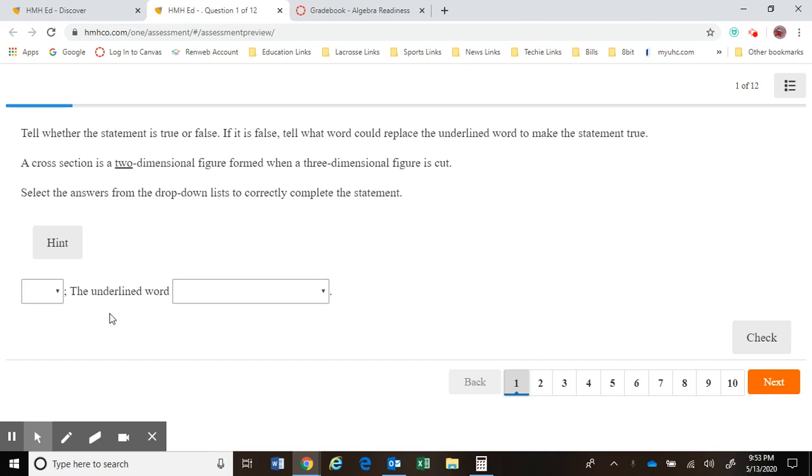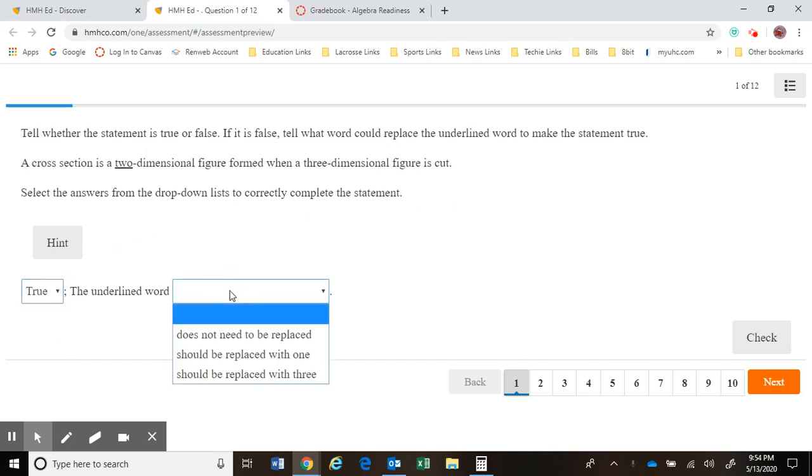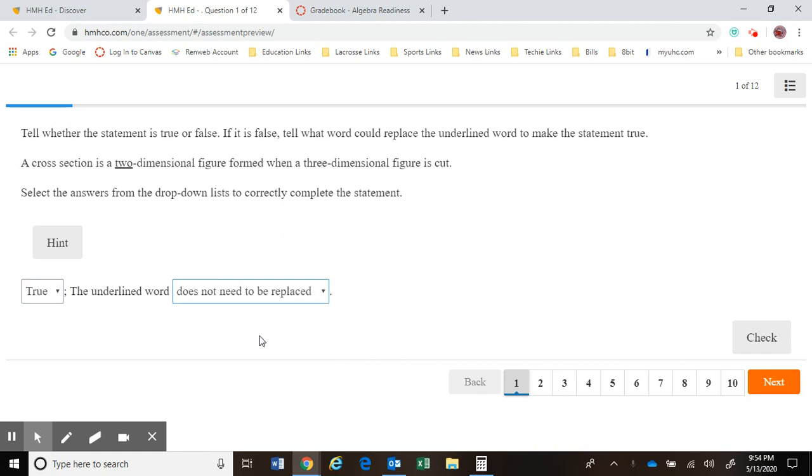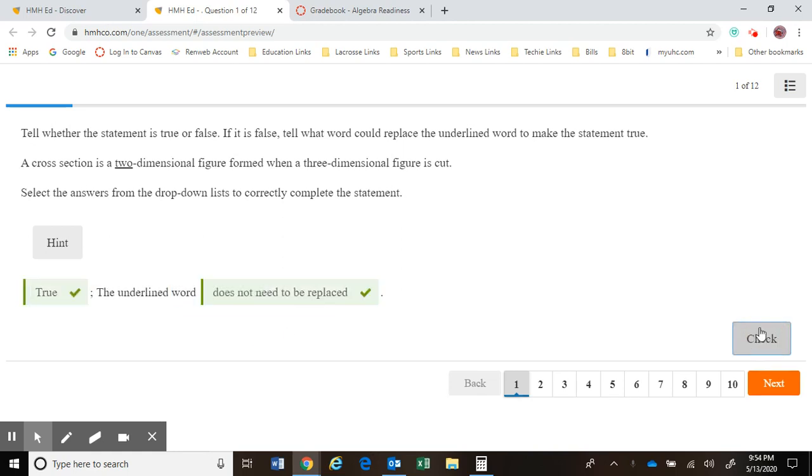A cross section is a two-dimensional figure formed when a three-dimensional figure is cut. Select the answers from the drop-down correctly to complete the statement. And of course, that is true. Okay, the underline doesn't need to be replaced, right? Okay. Got it? Good. All right, moving on.